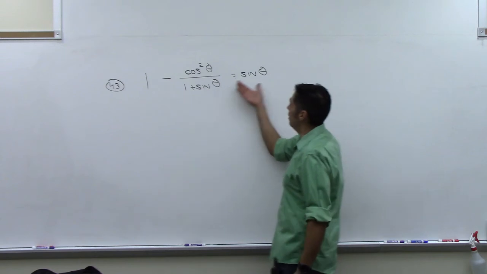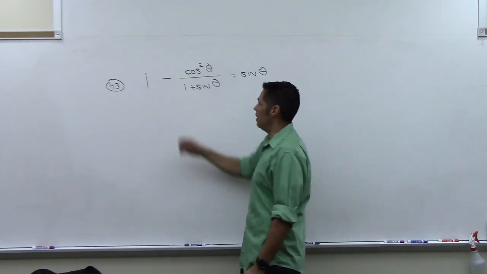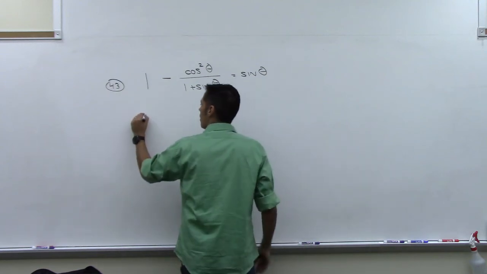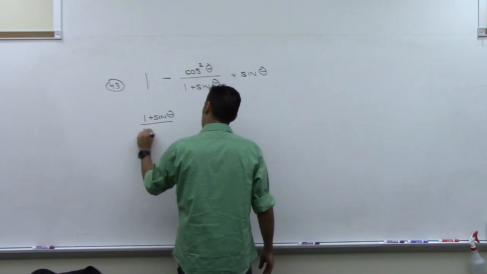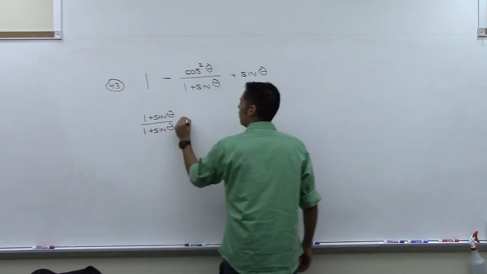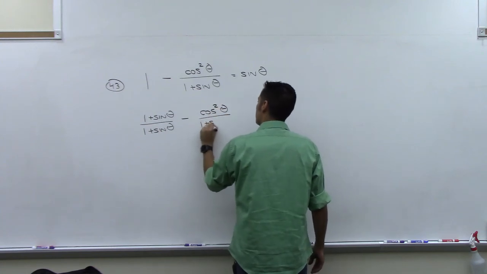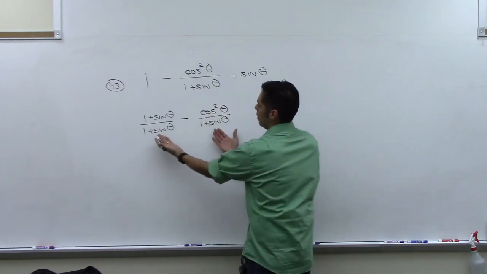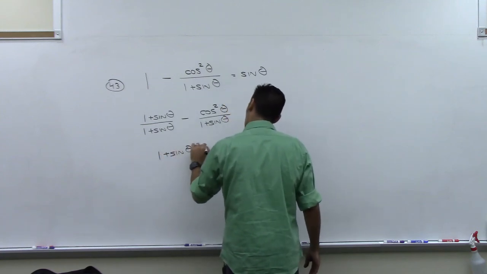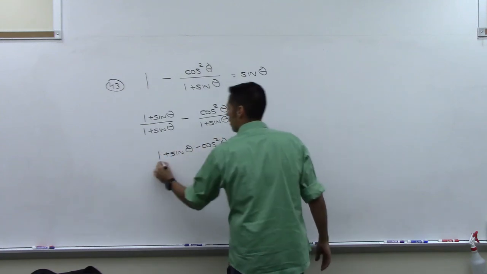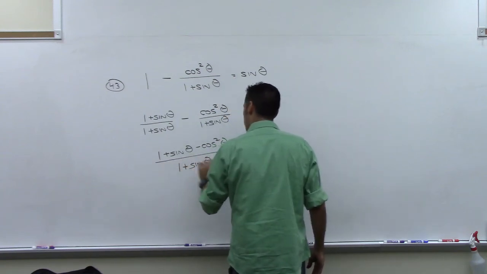This is more complicated than this. So I'm going to start here, and the first thing I'm going to do is get a common denominator. That means I'm going to rewrite this one as 1 plus sine theta over 1 plus sine theta. Because then when you put that together here with this one, they both have the same denominator. Now put them together, you get 1 plus sine theta minus cosine squared theta over 1 plus sine theta.